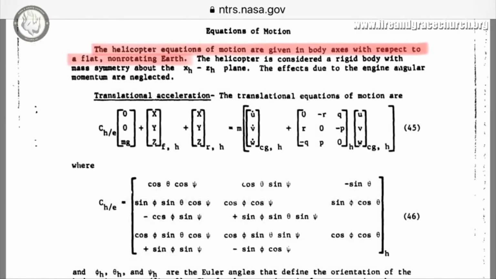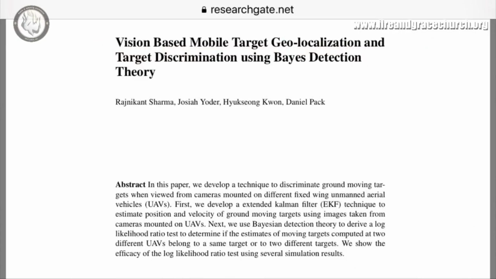Equations of motion. The helicopter equations of motion are given in body axes with respect to a flat, non-rotating Earth. Meaning the helicopter takes off, it doesn't have to worry about the Earth spinning below it. Here's another one: vision-based mobile target geolocalization and target discrimination using Bayes detection theory. Oh, this is a mouthful, right?